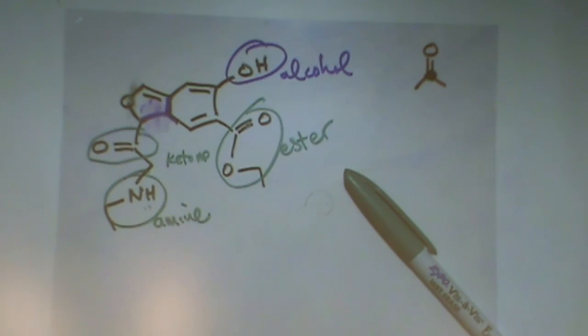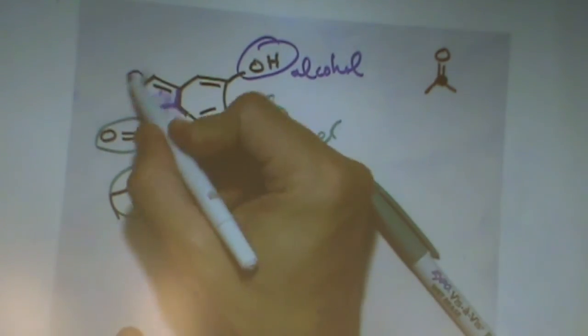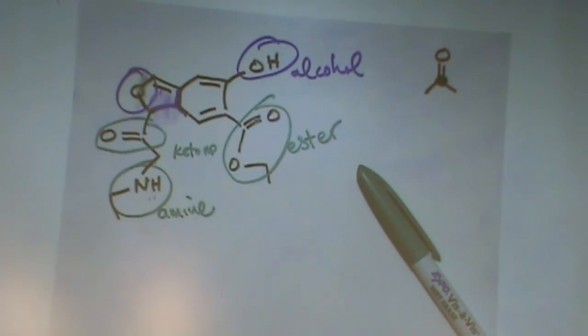Okay, then the other weird thing I see is the oxygen. So it's not a carbon. Anything else that's not a carbon. I see that oxygen. That oxygen is surrounded by two carbons on top and bottom. So we call that an ether.